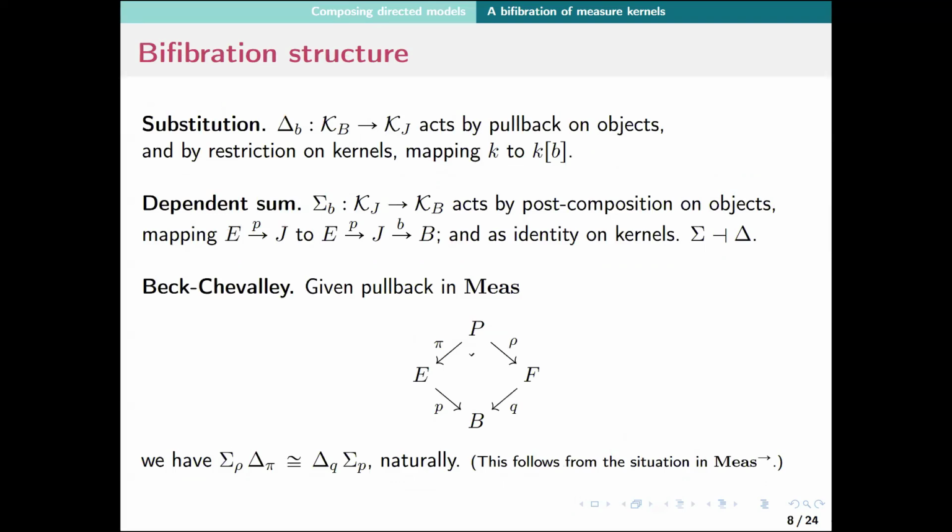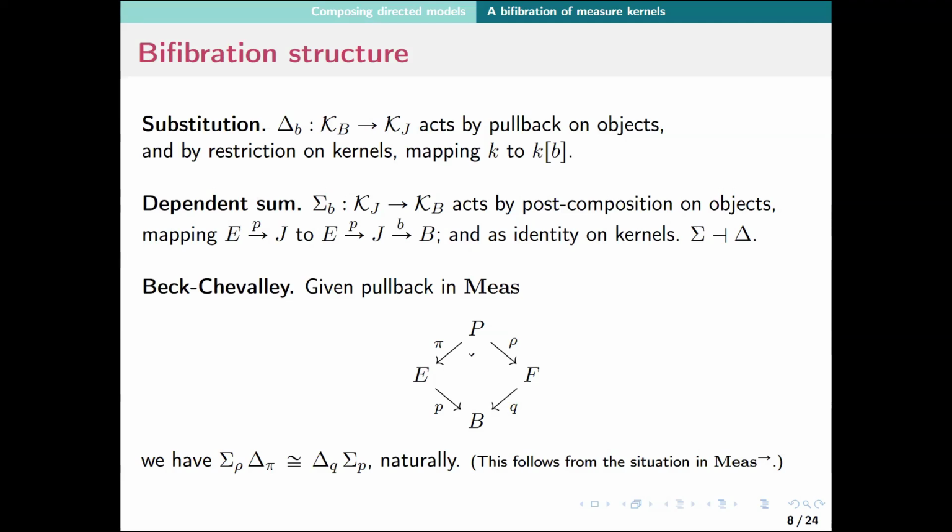I'm going to say a little bit more about the bifibration structure, but it's really easy. It just comes exactly from the bifibration structure of the codomain fibration of measurable functions. So you get this pullback, which gives you a substitution functor. It acts by restrictions on kernels, exactly like this. It gives you the fibration structure. It's contravariant, and then you have a covariant left adjoint to these functors, which gives you what's known type-theoretically as dependent sum, and this just acts on the objects by post-composition.